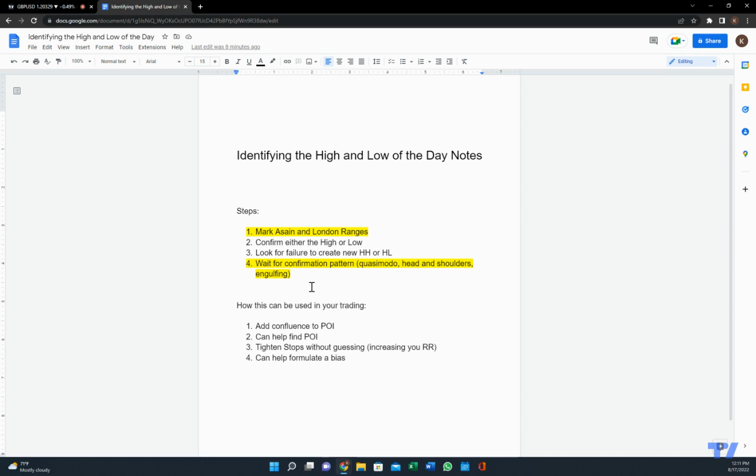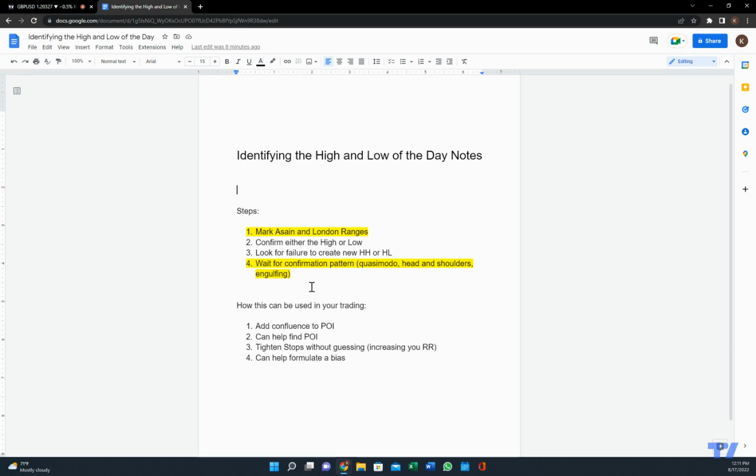And then what is the next thing? We're going to look for a failure to create a new higher high or higher low. And then the fourth bullet point I added because someone may not be as aggressive in how precisely they're trying to pinpoint where the market is going to reverse or bounce from. What they can do is wait for a confirmation pattern, such as a Quasimodo, head and shoulders, engulfing bar, or any candlestick pattern that you find particularly useful and that works well with your current strategy.